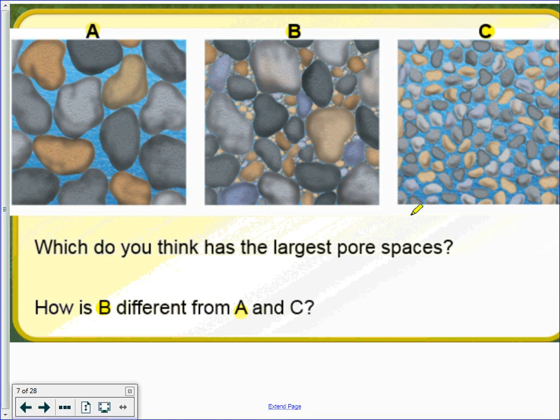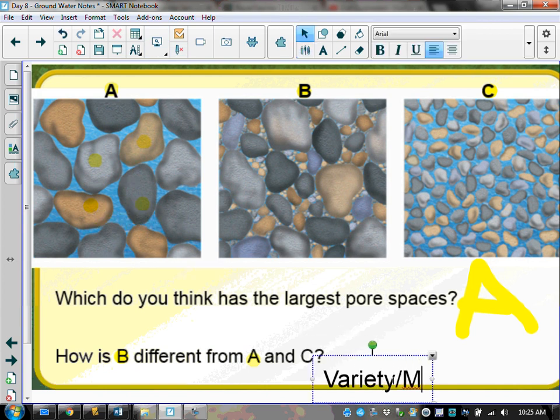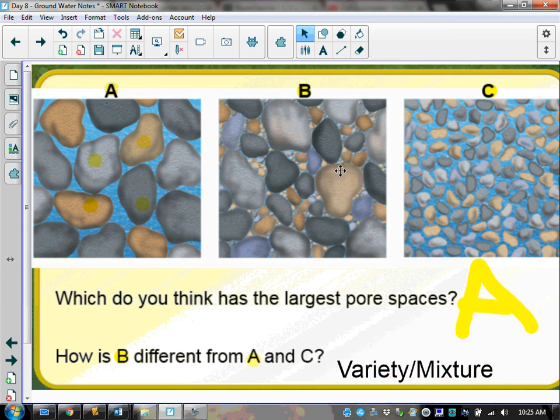For the first one, the one with the largest pore spaces is A. You can tell they're all very large sized particles with a ton of space in between them. B is different from A because it's a variety of sizes. So it has a mixture, or mixture is another word, variety / mixture of sizes of sediments. So there's basically no pore spaces in B.